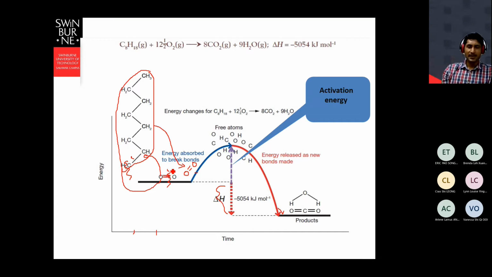What will happen? The heat will be absorbed by these free atoms, and then they will start to collide much faster because of this heat. The heat is giving them energy to collide faster. They are colliding, and eventually they will go over this barrier.